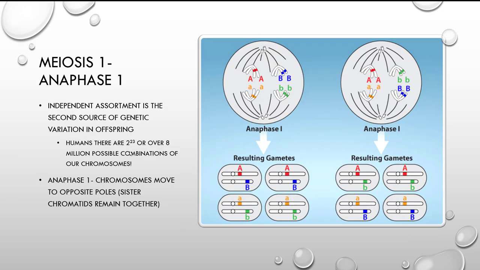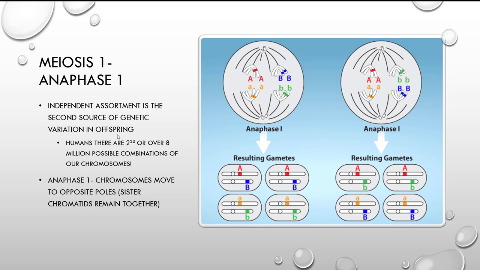In fact, there's so much assortment that can take place that if we did the math, 2 to the 23rd power, so we could have mom's chromosome on one side, dad's chromosome on the other side, or vice versa. So there's 2 chances, 2 to the 23 possibilities. There's over 8 million possible combinations of our chromosome arrangement. Okay, so 8 million possible combinations. So that adds to variations within our gametes. Okay, so that's the second source of variation in our offspring.